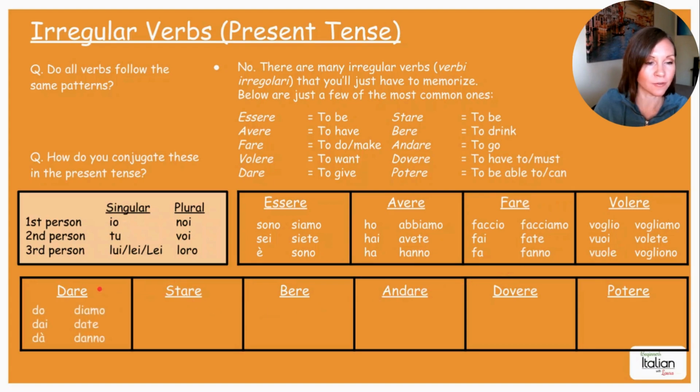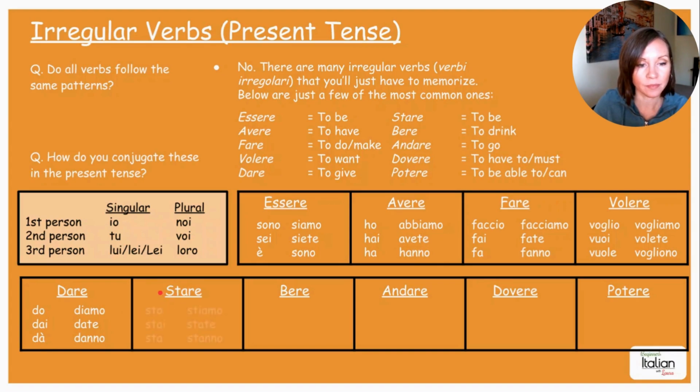Dare, to give. Do, dai, dà, diamo, date, danno. Notice there's an accent on dà. That's to distinguish between this and da, meaning from. So da without the accent also means from, and with the accent, it means third person singular of dare. So do, dai, dà, diamo, date, danno.